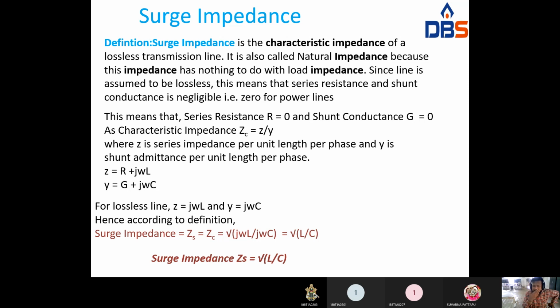Surge impedance, you can call it characteristic impedance, or a nominal impedance, or natural impedance. Generally, this characteristic impedance, the surge impedance, is nothing but the impedance of a lossless transmission line.